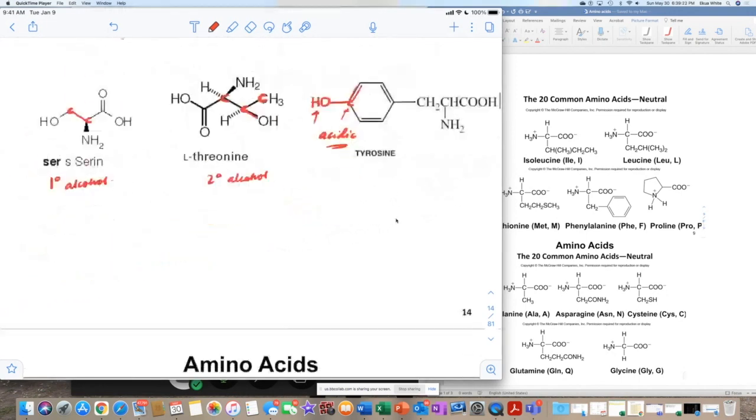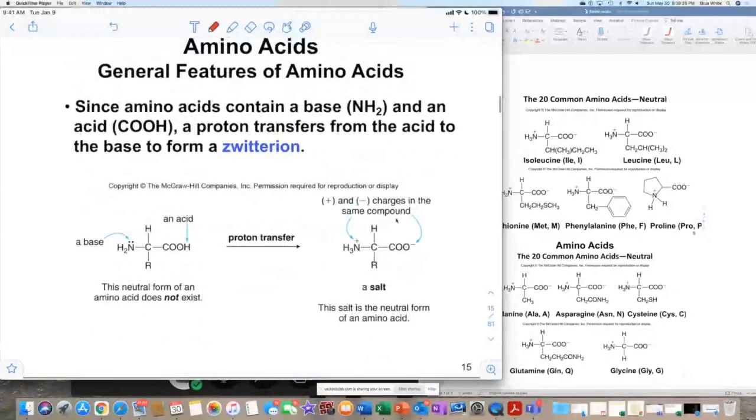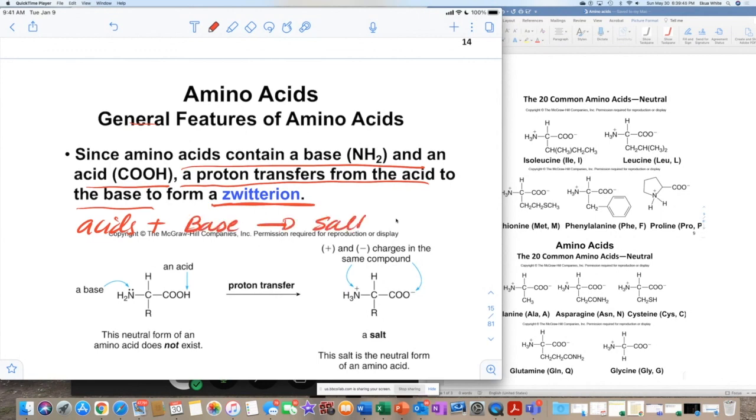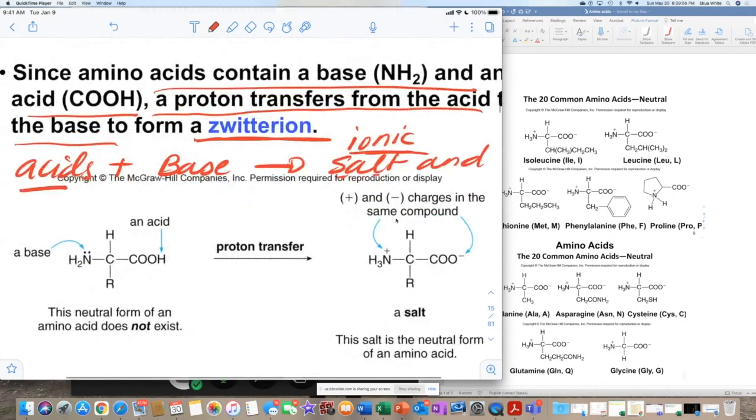Okay, moving on. We're told that since amino acids contain a base and an acid group, a proton transfer from the acid to the base forms a Zwitter ion. Here's the thing, let's step back a little bit. In general, acids react with bases to form salt and water. Salt, for the most part, is ionic. So if an acid and a base get together, they form ionic products.